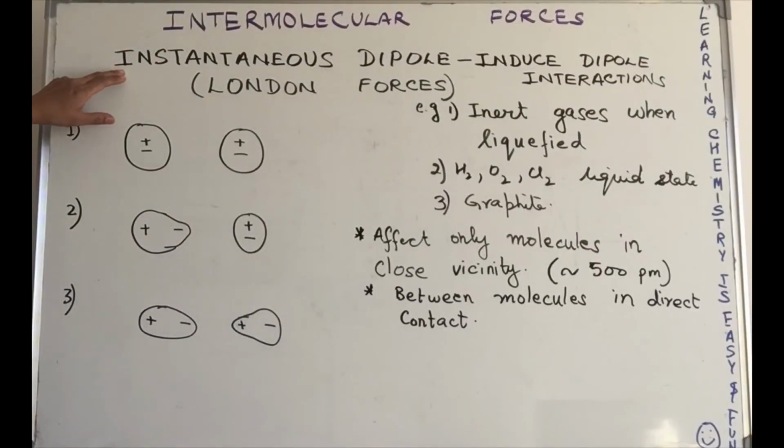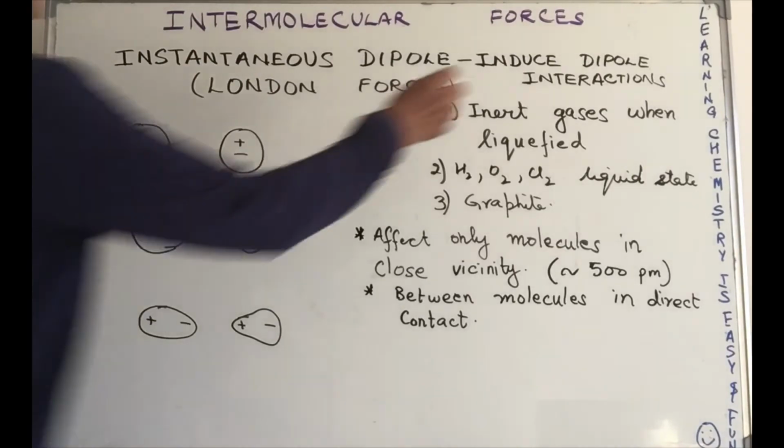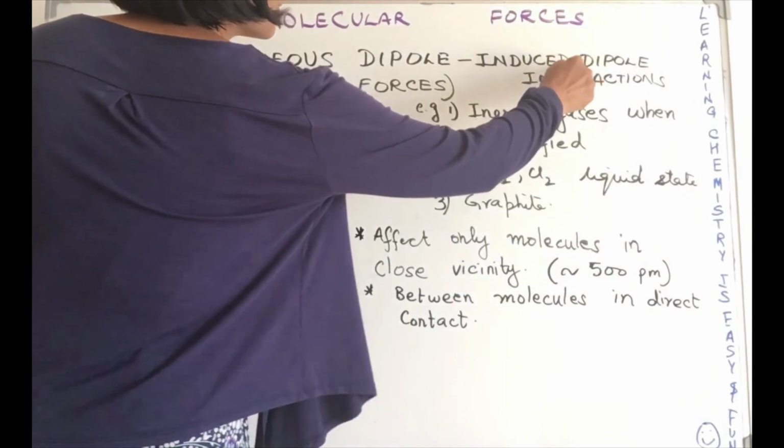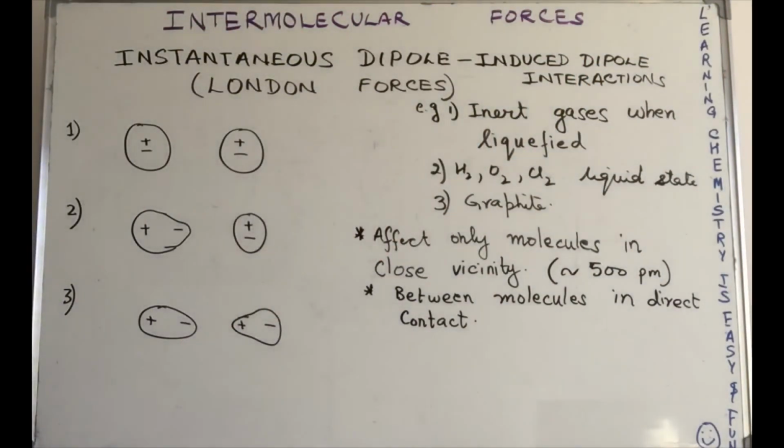Instantaneous dipole, induced dipole interactions. Now, these are also called London forces. Can you tell me why they are called London forces, or to be more specific, after which scientist they are called London forces?